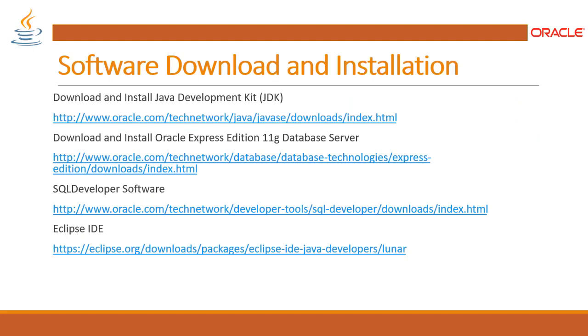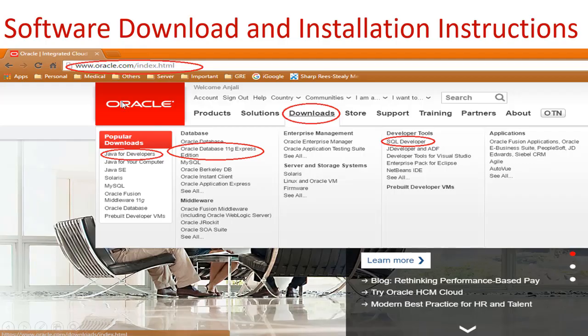Before we start coding, let's make sure you have all the required software installed in your system. We need a Java development kit, and we need a database. I'm using Oracle Express Edition during the demonstration, which is available on the oracle.com site, and an IDE, SQL Developer for the database, and Eclipse IDE for Java, which is available on eclipse.org. If you go to the oracle.com site, you can find all the required developer software available for download and installation: Java for Developer, Oracle Database 11g Express Edition, SQL Developer.